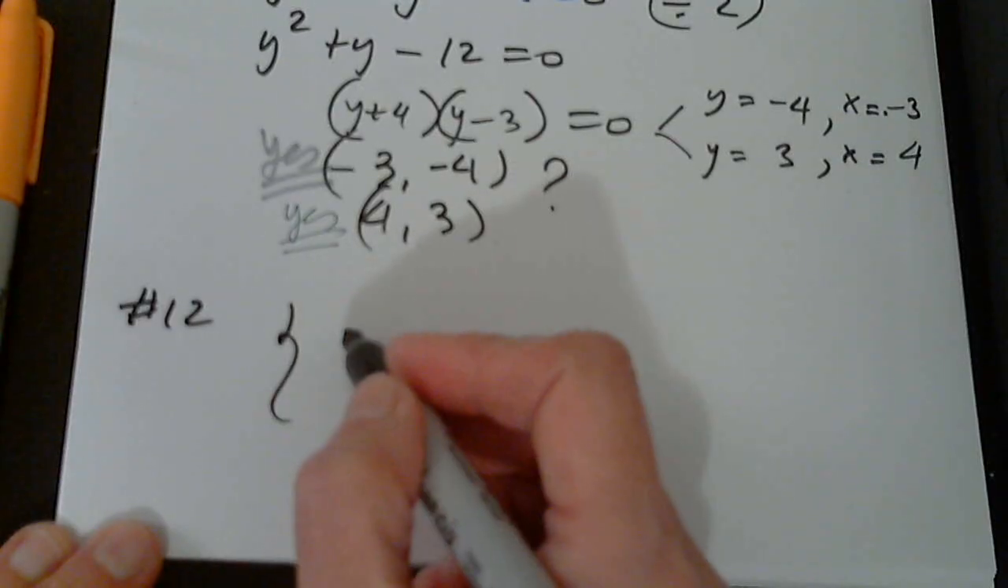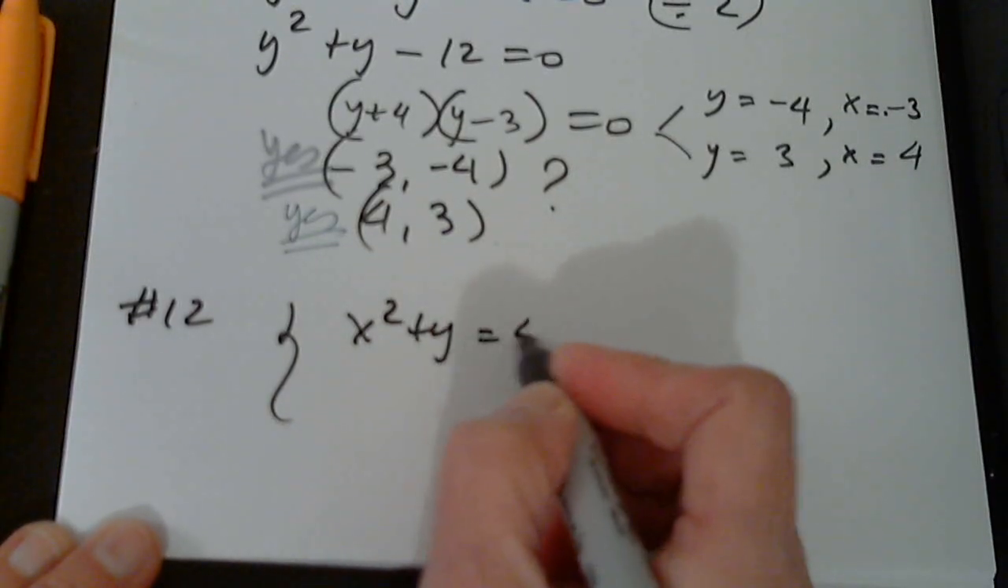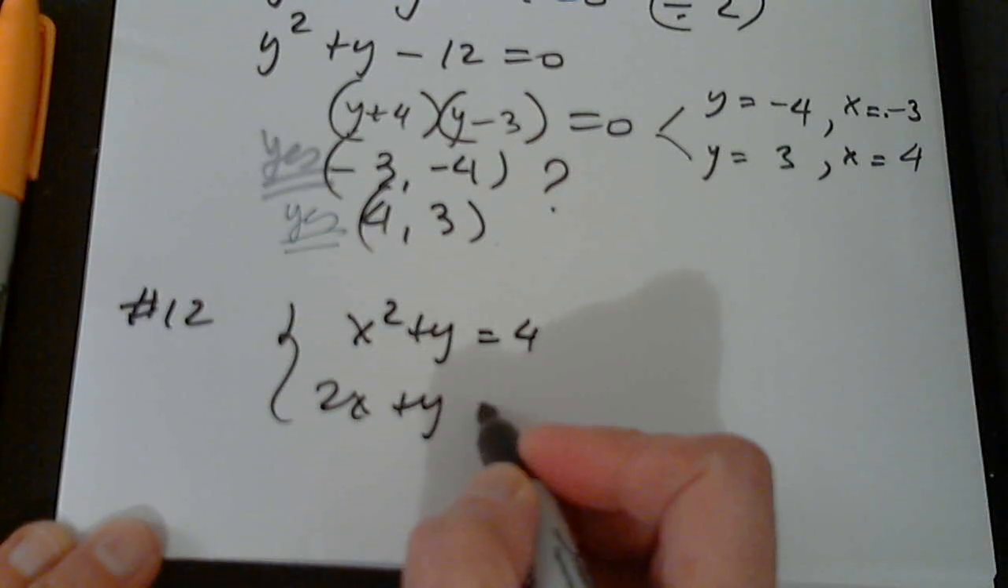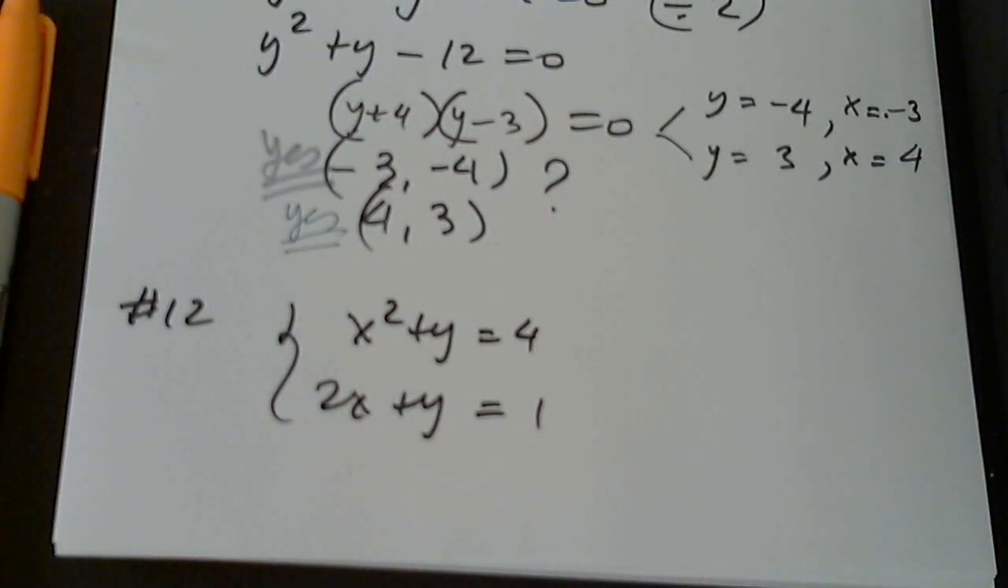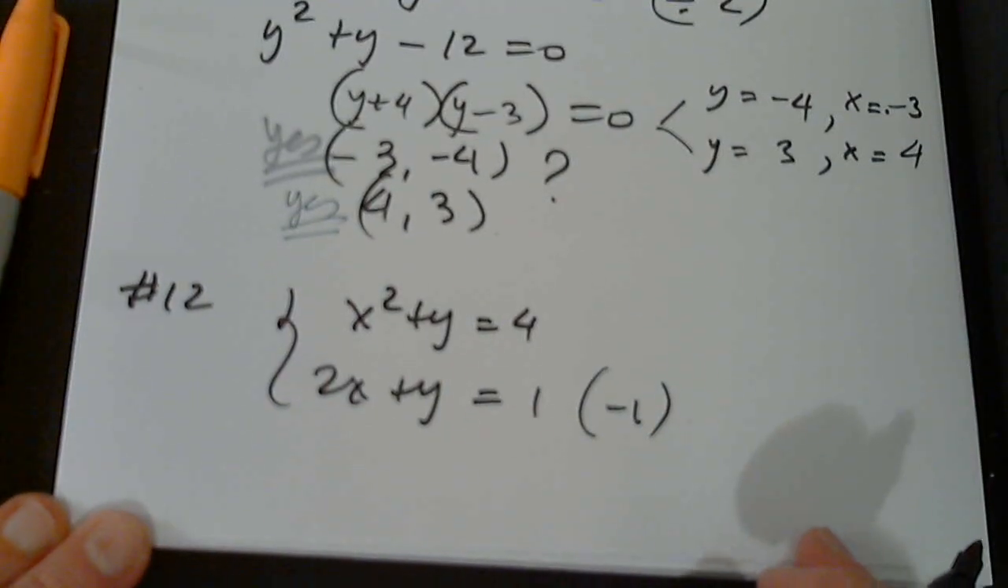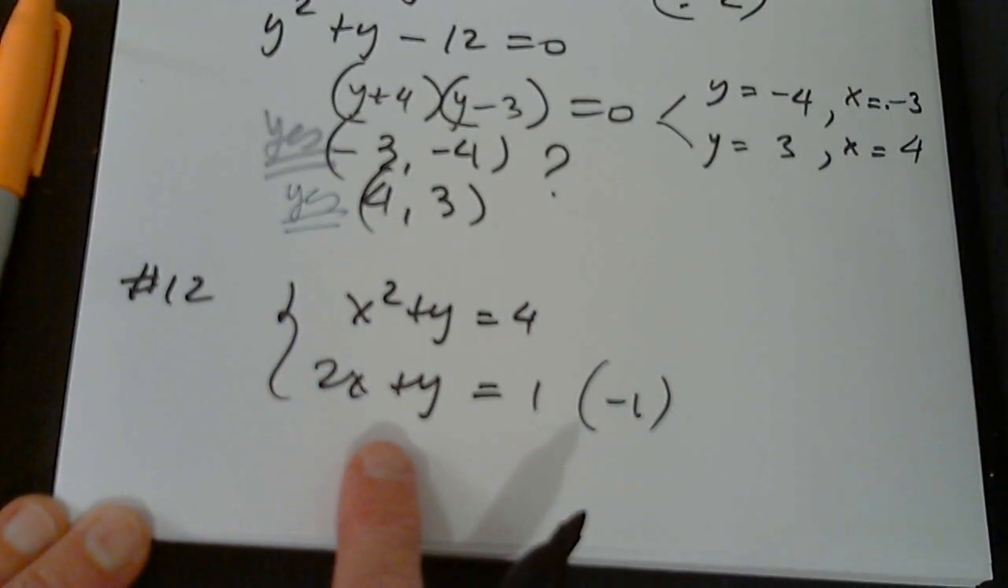So in 12, we have x squared plus y equals 4 and 2x plus y equals 1. Okay, let's see what we do now. Any suggestion here? If we decide to use elimination, what would you do? Multiply 1 with negative 1. Yes. And I don't want to multiply the x squared. I prefer multiplying this one.